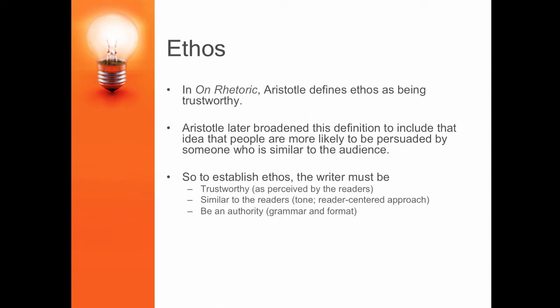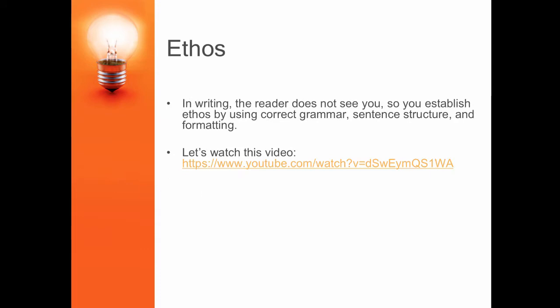So to establish ethos, the writer must be trustworthy as perceived by the readers, must be similar to the readers. This has to do with tone and a reader-centered approach. And the writer must be an authority, and that goes to grammar and format. In writing, the reader does not see you. So to establish ethos, you have to use correct grammar, sentence structure, and formatting. This builds trust with your reader.